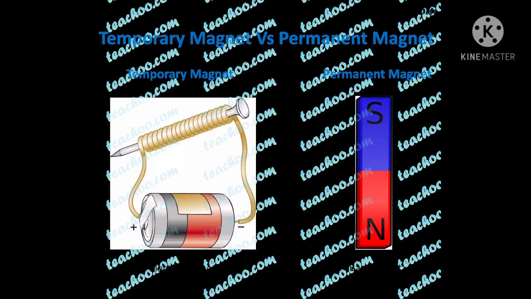Temporary and permanent magnets. When magnetized, some materials like a knitting needle retain magnetism only for a short period of time. Such magnets are called temporary magnets. Materials like alnico and soft iron retain magnetism permanently. These are called permanent magnets.